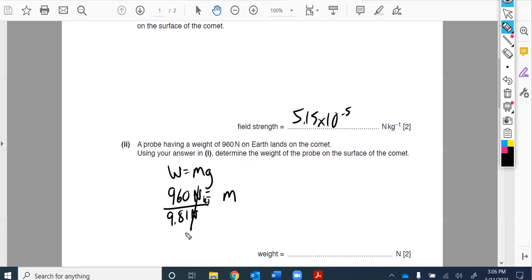And we know that 960 divided by 9.81 is 97.9.